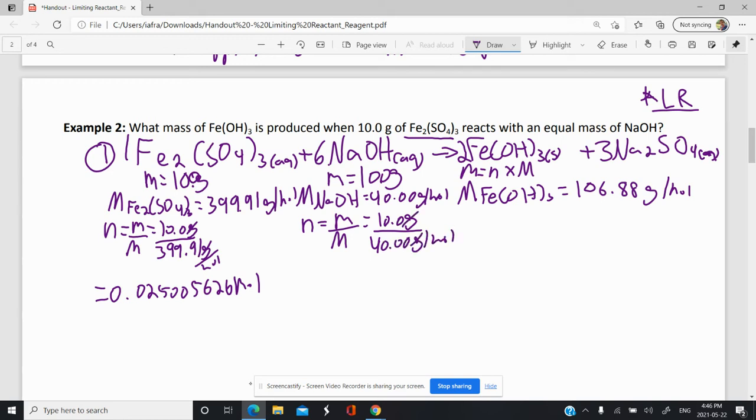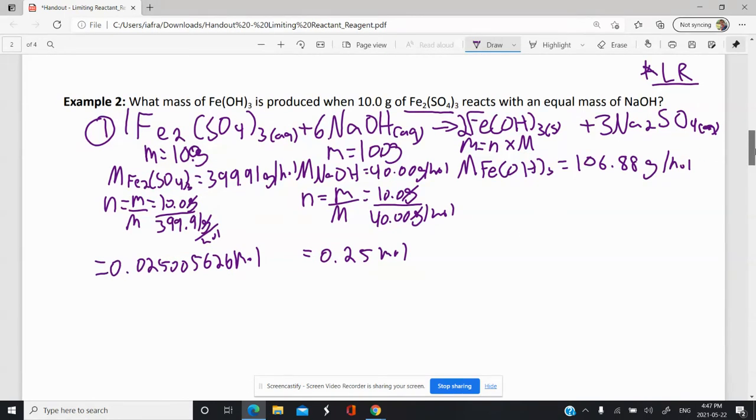And we get 10 divided by 40, which is basically just 1 over 4. We get 0.25 moles of sodium hydroxide. And so we have everything we kind of need. We have our mole values ready to go.